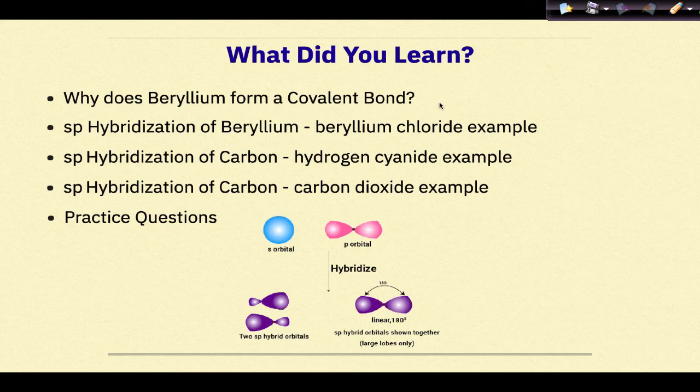So what did you learn? We answered the question, why does beryllium form a covalent bond? We talked about the hybridization of beryllium in beryllium chloride, the hybridization of carbon in hydrogen cyanide, the hybridization of carbon in carbon dioxide, and then we did a few quick practice problems at the end.